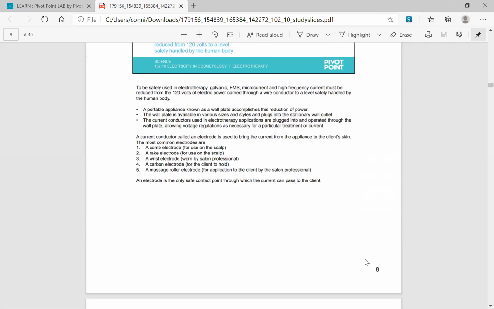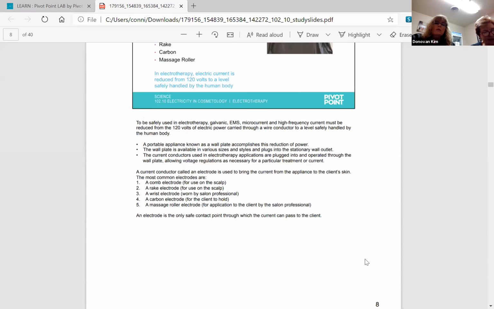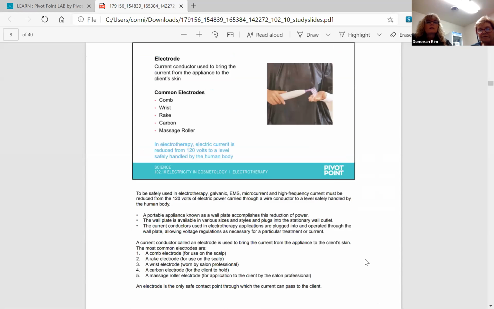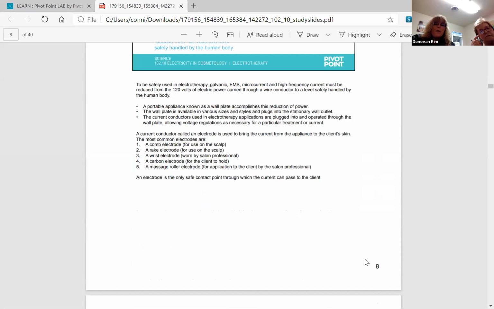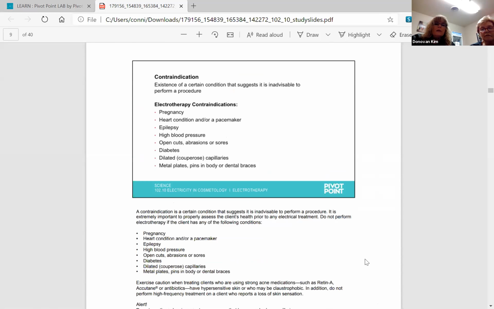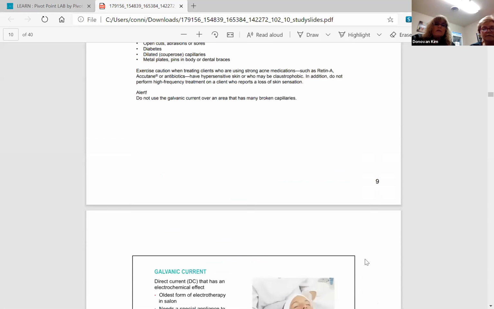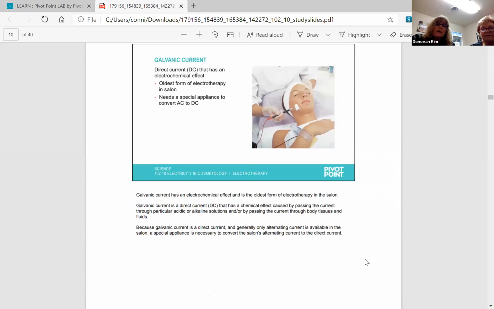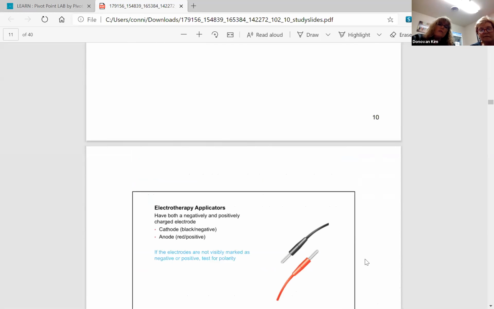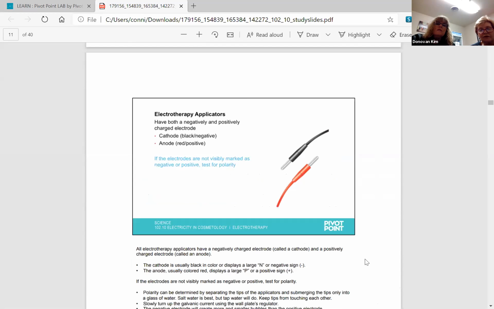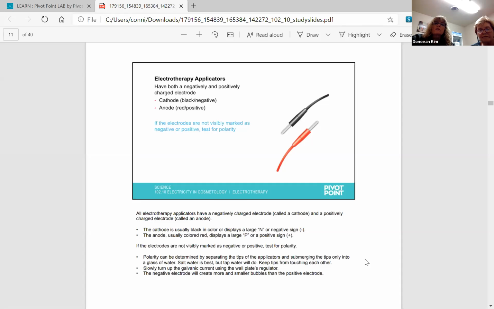Mechanical, chemical. Red chemicals, I think, for galvanic chemicals. Okay, we did the rake. Did the contraindications. Galvanic current. We were on phoresis. Those are electrodes. Okay, so those are your electrodes there. Usually they have a black and a red, like your car jumper cables.